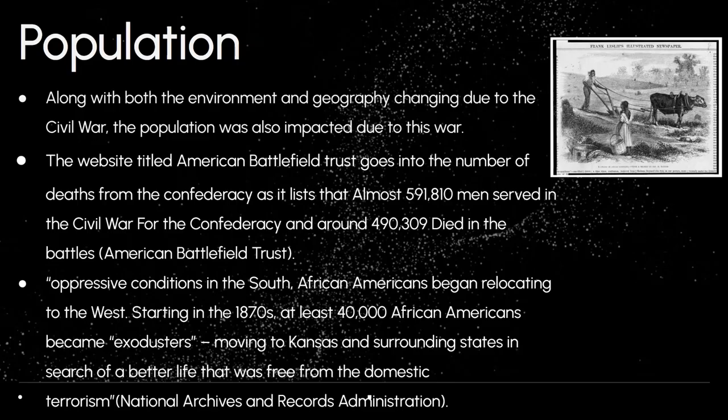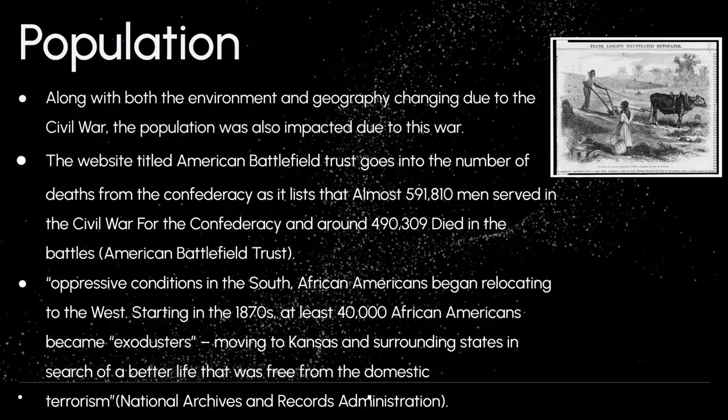And then another thing is, whenever the war ended, as we all know, slavery ended as well. So the population was then affected by the freedmen, because here I have a quote. "Oppressive conditions in the South, African Americans began relocating to the West. Starting in the 1870s, at least 40,000 African Americans became exodusters, where they moved to Kansas and surrounding areas in search of better lives that was free from domestic terrorism." This is from the National Archives and Records Administration.